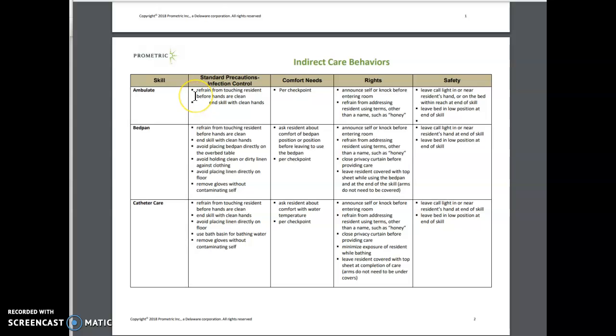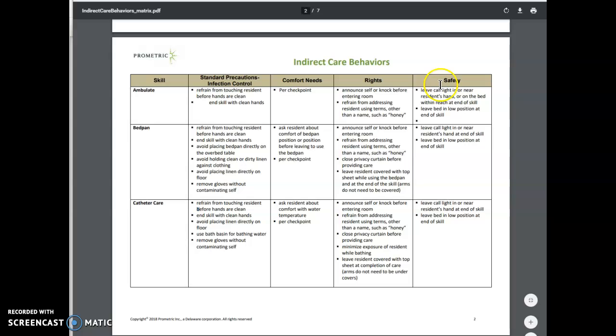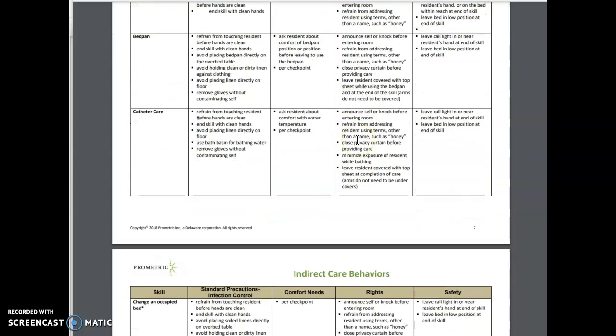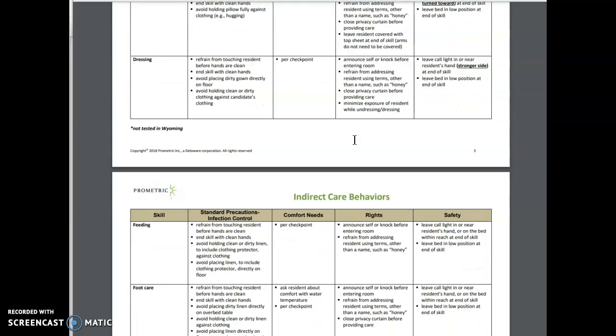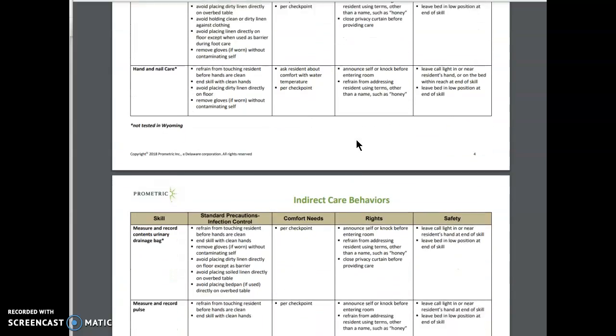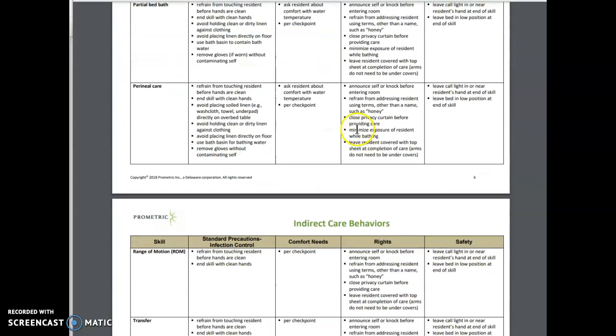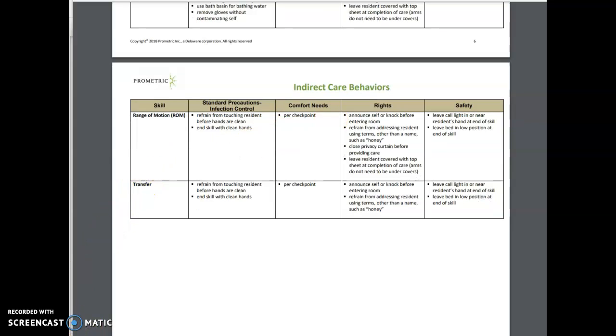However, if you notice, a lot of the times the skill set that you're being evaluated on is exactly the same. So you're always going to knock. You're always going to make sure your hands are clean. You're always going to make sure that the call light is near or in the resident's hand when you leave the room. And you're always going to make sure that the bed is in the lowest position. So this is the matrix showing you for each one of the 22 skills what those indirect behaviors are that you're going to include when you perform your skill in front of the proctor.